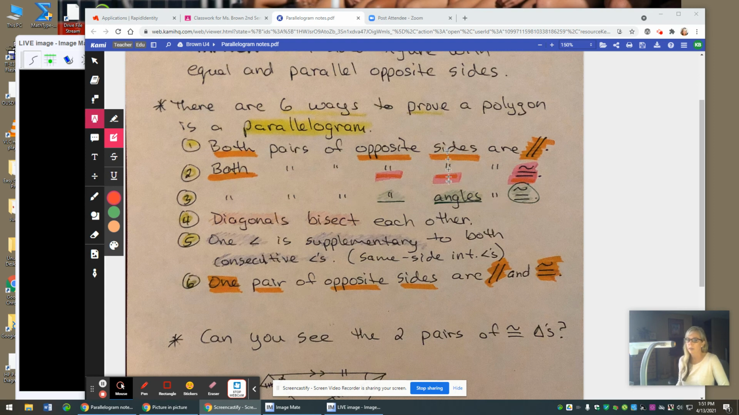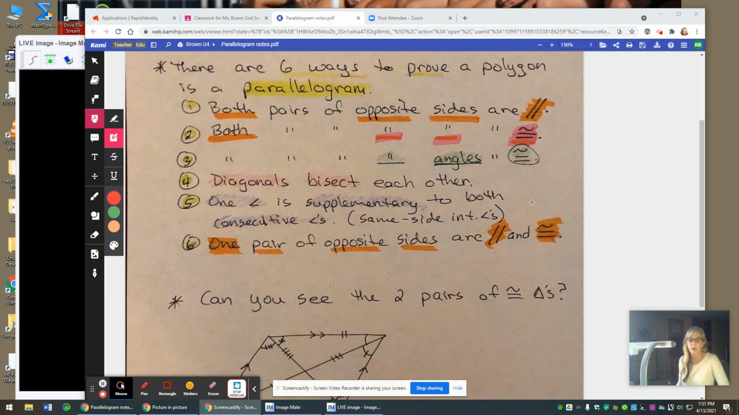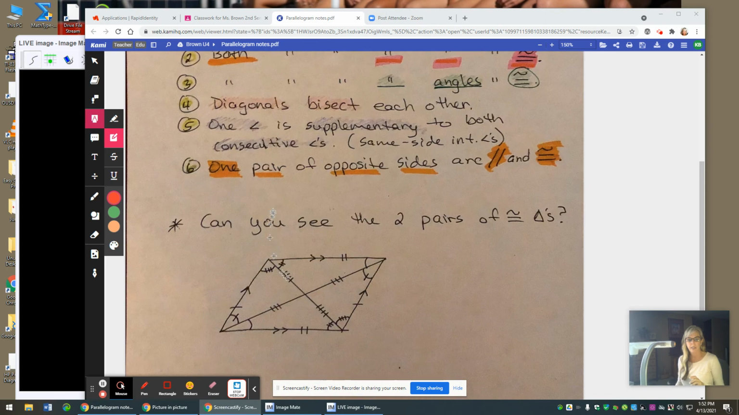So these two are about the sides. This one's about the angles. If the pairs of opposite angles are congruent, then it is a parallelogram. Totally unrelated to pairs of opposite anything, right? Now we're on diagonals. That's down here. If you look at the diagram, the diagonals go straight across here and straight across here.